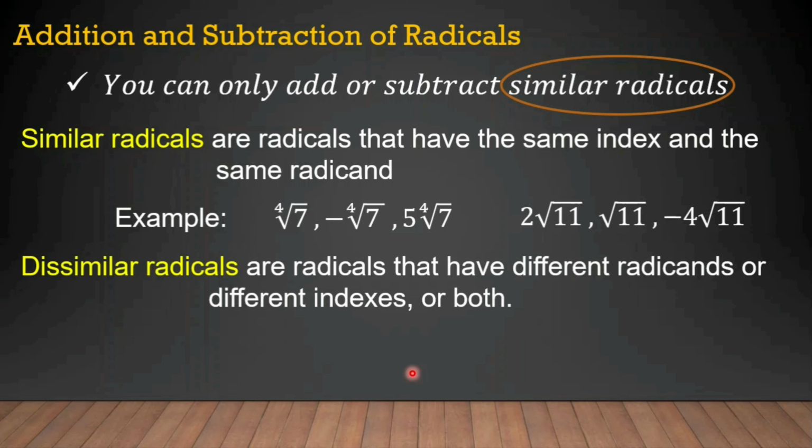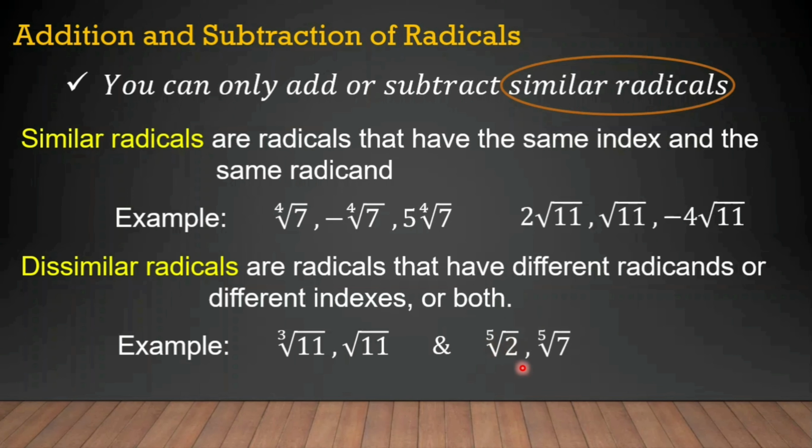While the unlike radicals are radicals that have different radicands or different indices or both. Example, the cube root of 11 and the square root of 11. These radicals are unlike or dissimilar because their indices are different even though the radicands are the same. Another example is the fifth root of 2 and the fifth root of 7 because the radicands are different though their indices are the same.